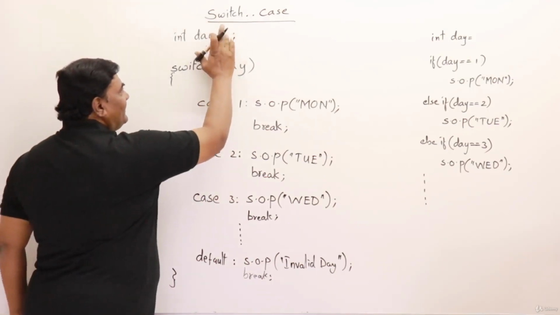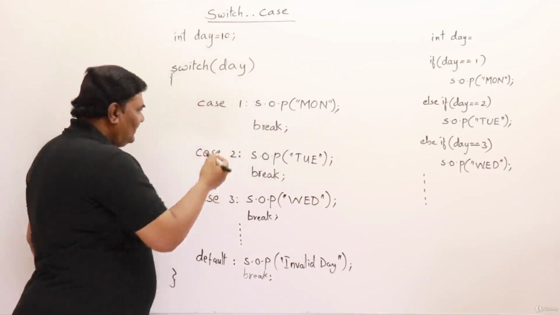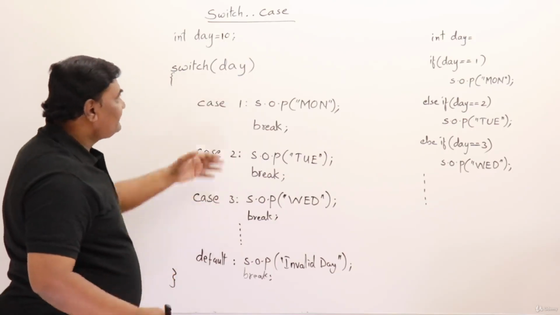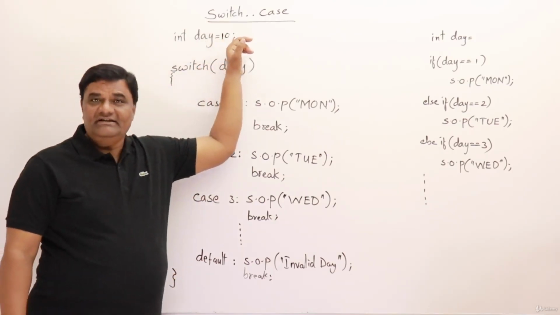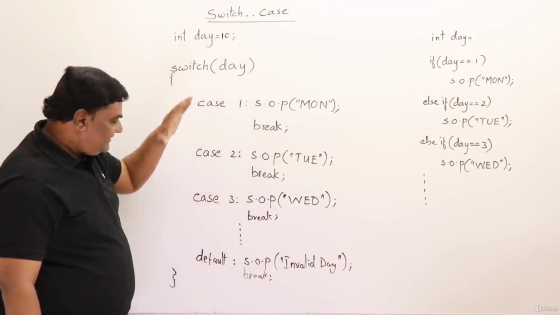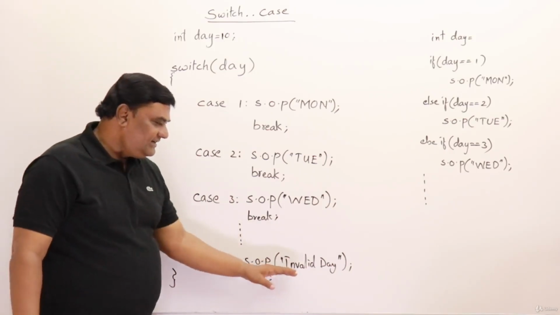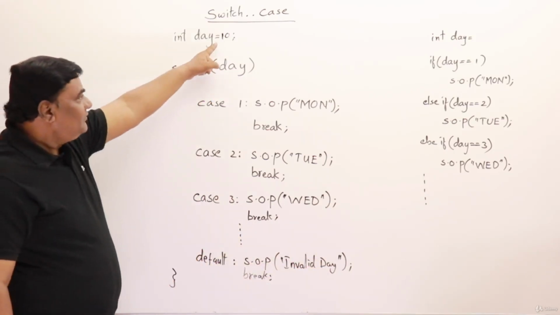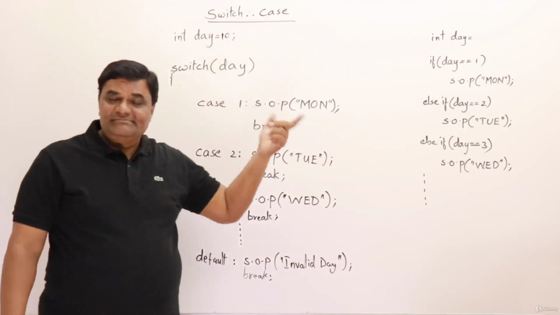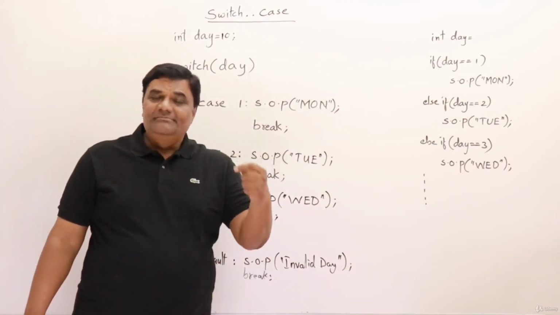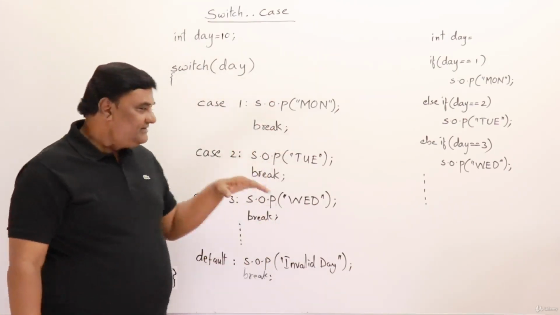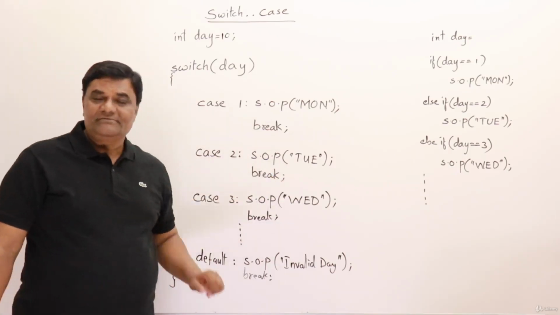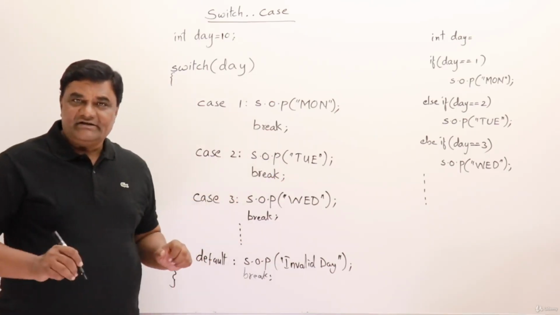If I give the day number as 10, we have only 7 days. So 10 is not a valid day number. So it will directly jump to default and say invalid day and break. So depending on the value of this variable or expression, it will jump to that particular case and execute, and once it reaches break, it will come out. So this is the working.